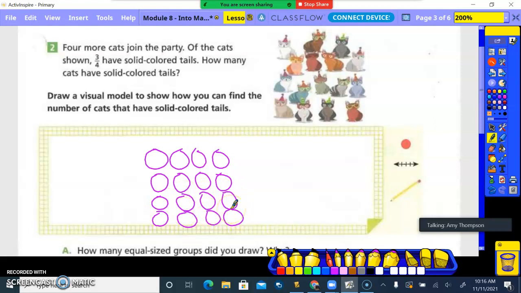Okay. Now, how many of those columns need to be colored in? So 4 was the number of rows for our denominator. How many columns need to be colored in using our numerator? 3, right? So we're going to color in 3 of our circles, or 3 columns, sorry.